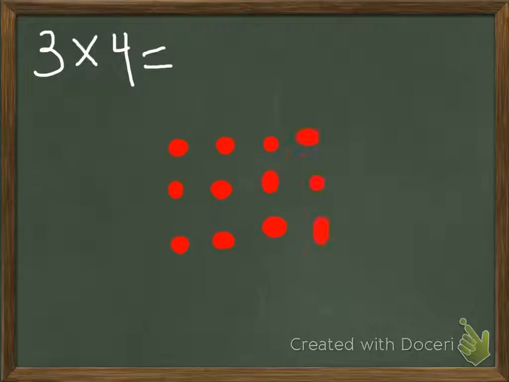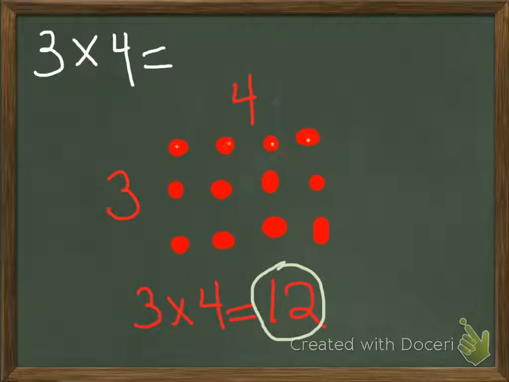We have seen an array that can be made with dots to show multiplication. We can count each side of the array and then multiply to find the answer. 3 times 4 is 12. 1, 2, 3, 4, 5, 6, 7, 8, 9, 10, 11, 12.